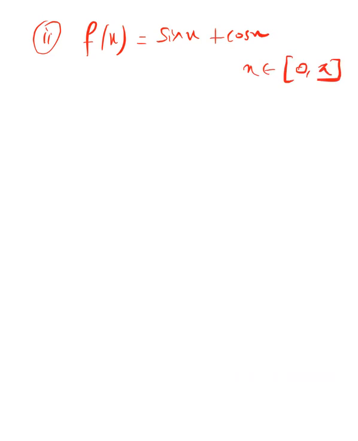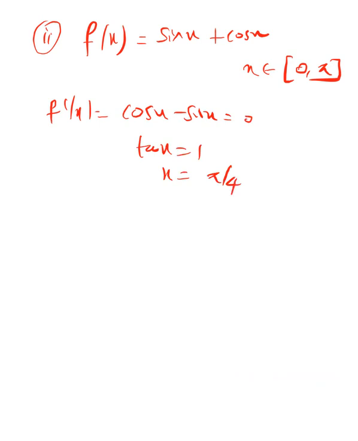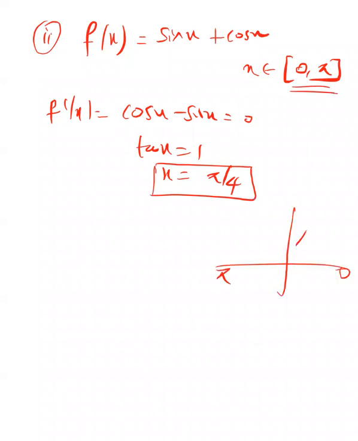Second subdivision. Find the point of absolute maximum and absolute minimum. One is f'(x) equal to 0. In the range zero to pi, only this will come: pi by 4. And the other critical points are 0 and pi. You have to check for all the 3 points.